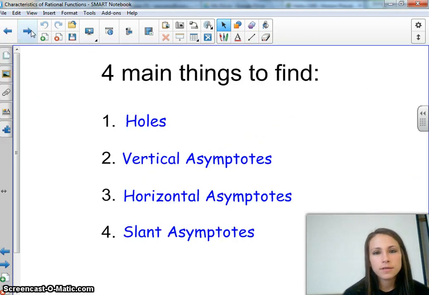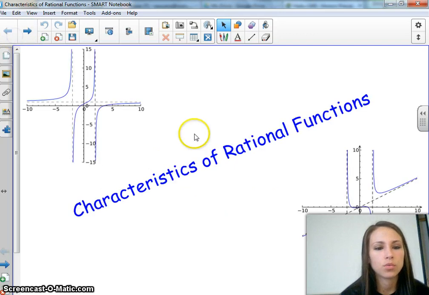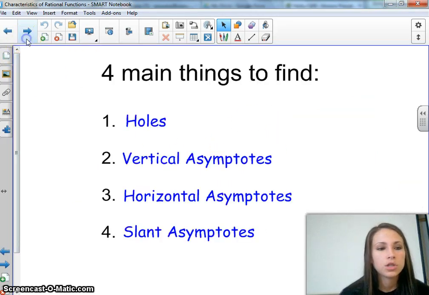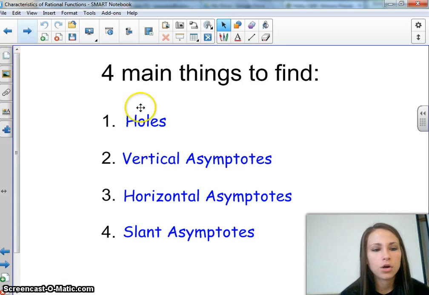So there are four main things to find when you have a rational function. First of all, a rational function. If you think about the root word of a rational function, what everything we've been doing this entire unit, is a ratio. So this just means this is a fraction that is a function. So I've got a fraction. So four main things to find are holes, vertical asymptotes, horizontal asymptotes, and slant asymptotes.